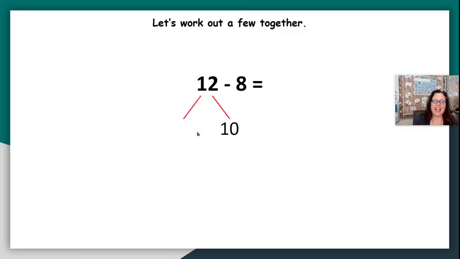Yes, we have to pull out that 10 first. We're going to write it over here so that we have 10 minus 8. And then I have 2 left over because 2 and 10 is our 12.